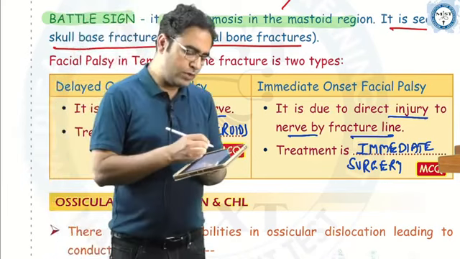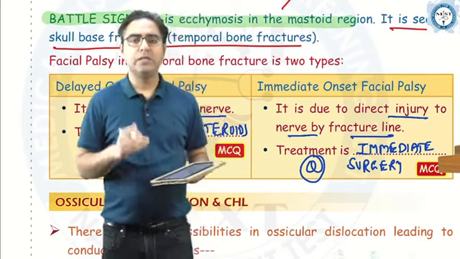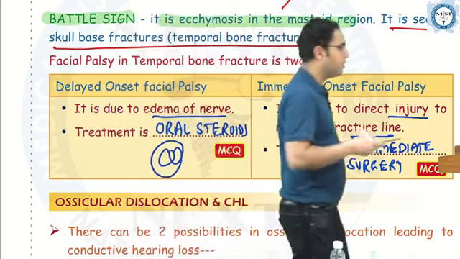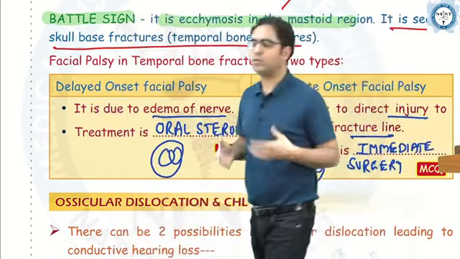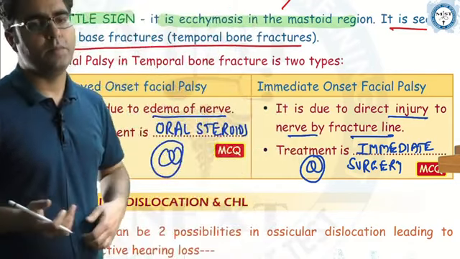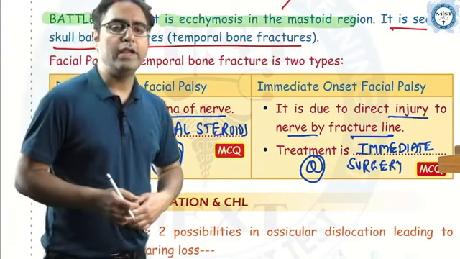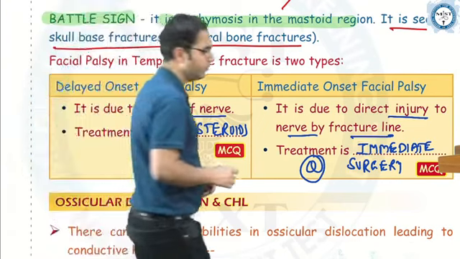Beta. So MCQ, beta. Both are MCQ. Delayed onset needs steroid. Immediate onset needs immediate surgery. Very simple question to answer, very simple to remember also. Immediate onset needs immediate surgery. Delayed onset is due to edema, needs steroid. Beta, I repeat: immediate onset would need immediate surgery. Delayed onset would need steroid because that is due to edema of the nerve. Beta.